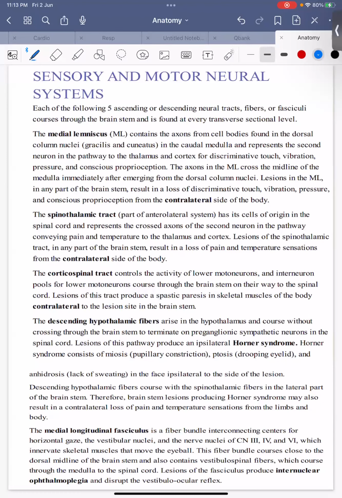Now we'll talk about the medial lemniscus. We already talked about it. It contains the axons from the cell bodies in the nucleus gracilis and cuneatus in the caudal medulla. And these are the second neuron in the pathway to the thalamus and the cortex for touch, vibration, proprioception, or medial lemniscus, this dorsal column pathway.